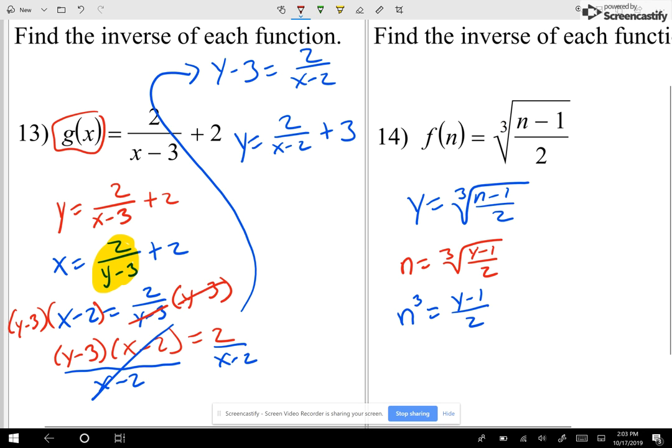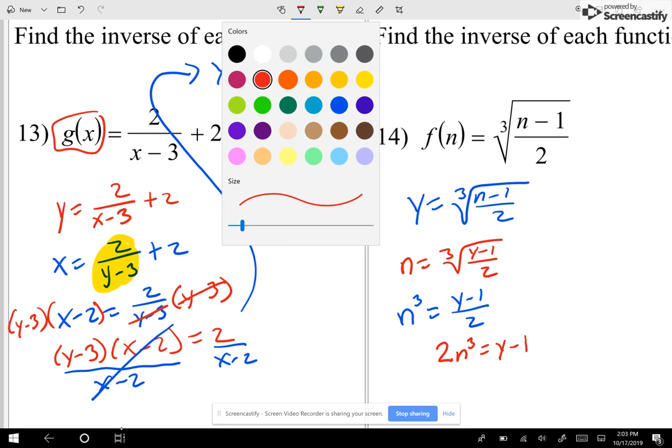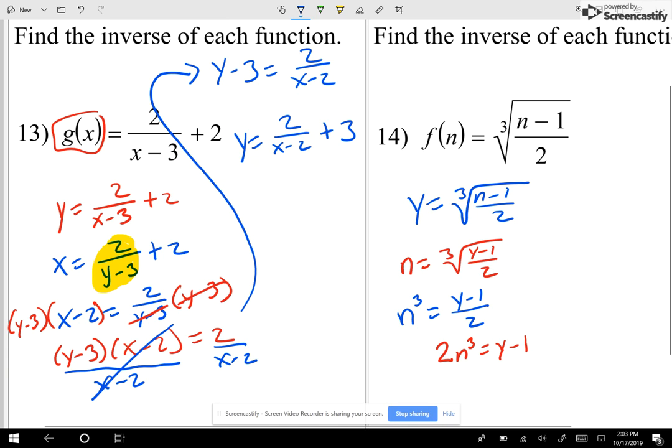Let me get rid of fractions. I'm going to multiply both sides by 2. So I get 2 n to the third is equal to y minus 1. To get the y by itself, let me add 1. So I get that 2 n to the third plus 1, it's equal to y.